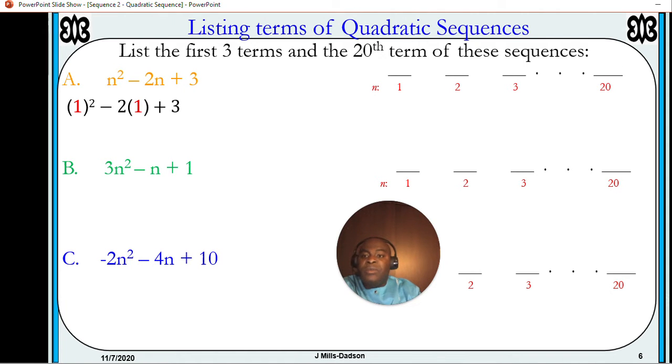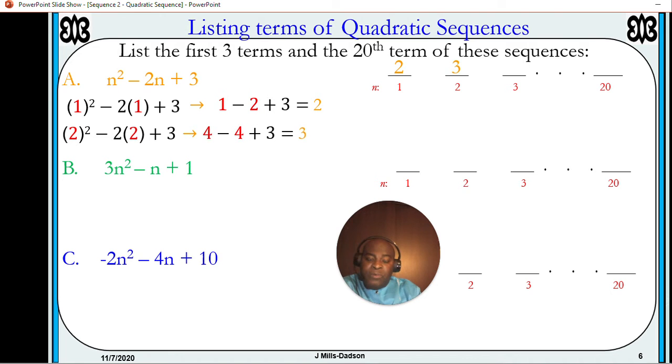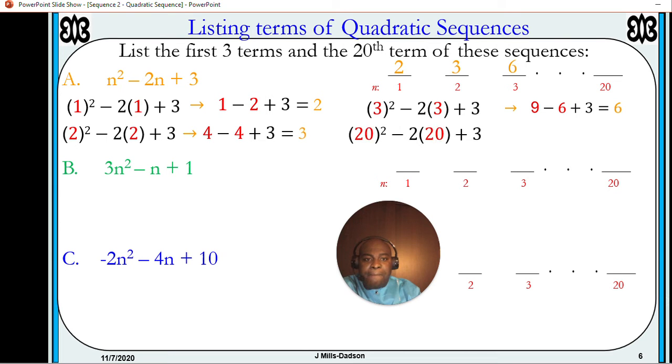Substituting 1, that will give us positive 2. Substituting 2, positive 3. Substituting 3, positive 6. Now we're going to substitute 20 this time. And that is 363 for the first one. Let's look at the second one.